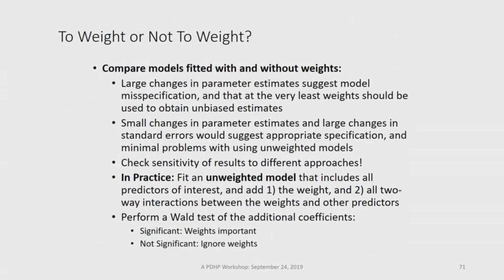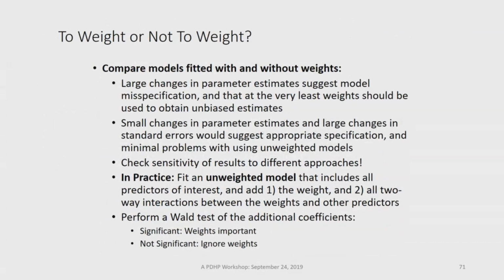So there's a formal test of the need for weights that you can do when fitting regression models. Here's how you do this. You fit an unweighted model, so ignoring all the weights. You can account for the other design features, stratification and cluster sampling. Fit an unweighted model that includes all your predictors of interest. These are your theoretical predictors, interactions, nonlinear terms, whatever it is. What you think the best possible model is.